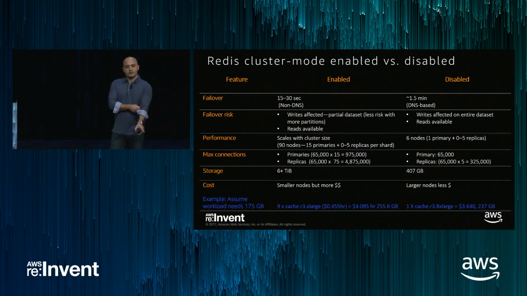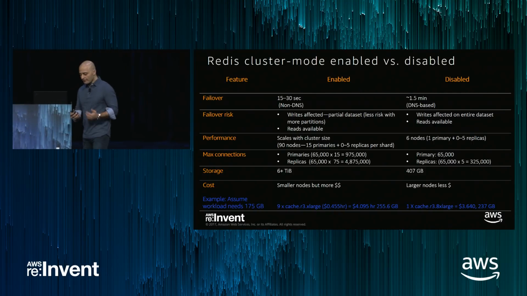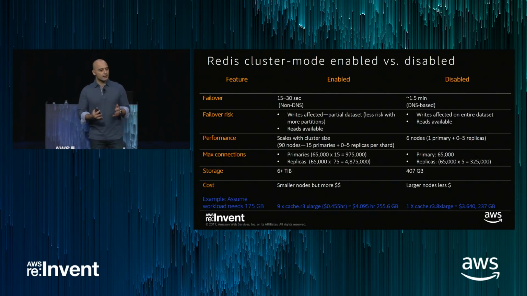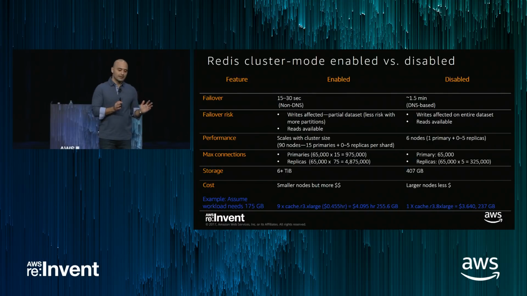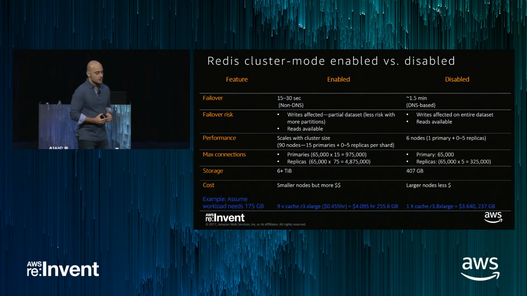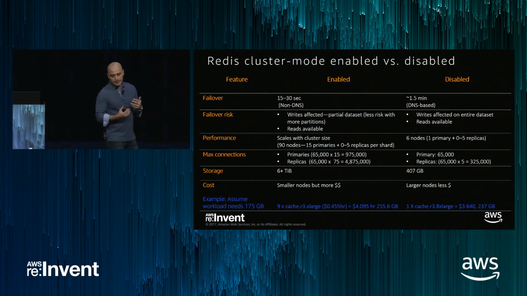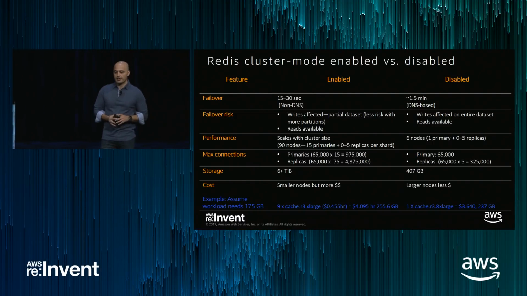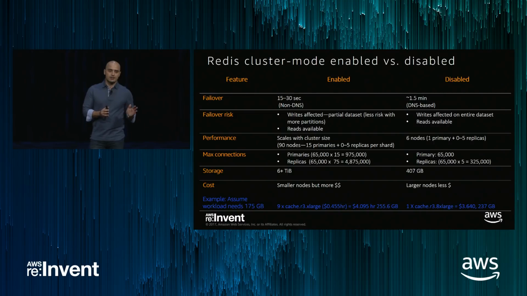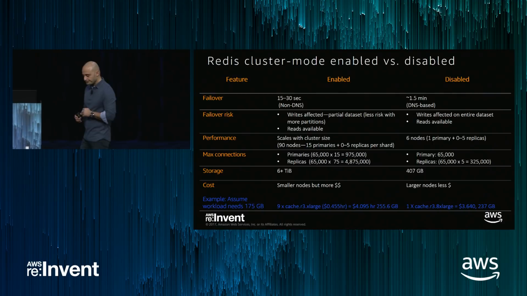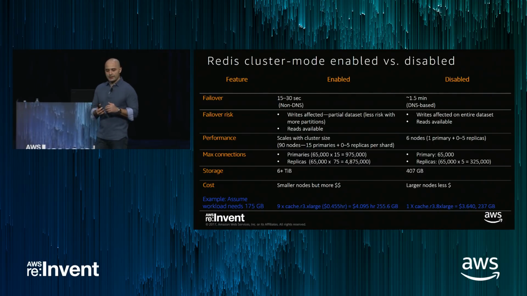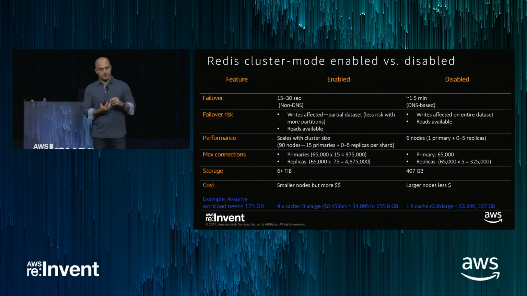Now, there are other differences. We'll recap a few other things between cluster mode enabled and disabled. From a failover standpoint, because there's no DNS involved, cluster mode enabled is much faster. So if you care about failover speed, enabled makes a lot of sense, right? Because a failover may take somewhere in the neighborhood of 15 seconds, with the worst case scenario being 30 seconds. And remember, this is on an individual shard.